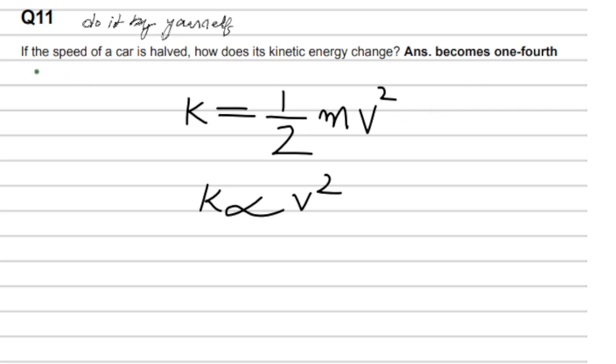Let's read this question. If the speed of the car is halved, how does its kinetic energy change? So we have a relation: kinetic energy is half mv square. Now we are making this half. How will it be related to the kinetic energy? With this relation, the square of the relation. And because it is 1 by 2, it will become 1/4. So this is the answer.